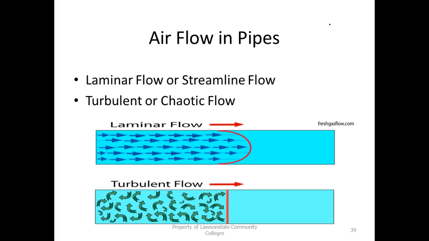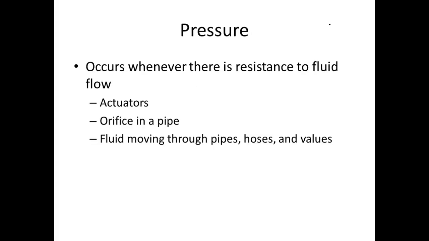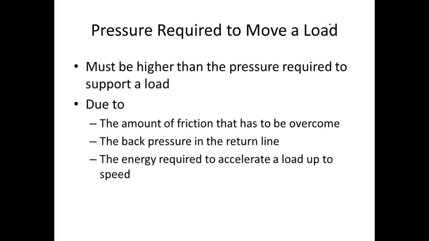So your control valves, they're going to create turbulent flow. So anytime we have turbulent flow, we're going to have loss in the system, right? You understand that? So loss occurs whenever there's resistance to the flow: actuator, orifices in the pipe, just fluid moving through the pipes. Right? Are you okay? So this is why you got to have a higher force. You got to generate a higher pressure than what you calculate to move that load, because you got to do what? You got to compensate for the what? Loss in the system.